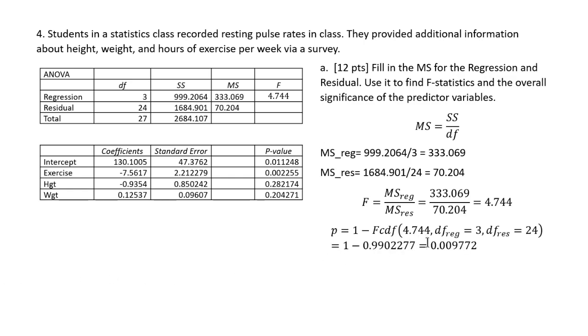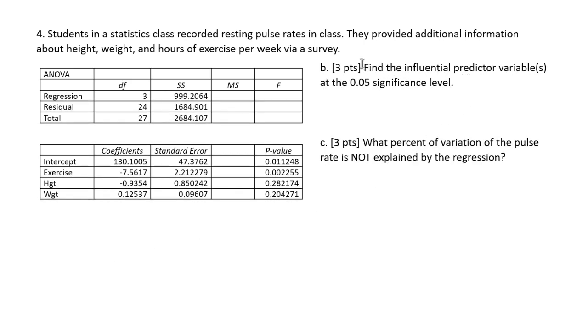Okay, so that's the value that we have. Now let's move on to B. Find the influential predictor variables at the 0.05 significance level. Well, even though the overall linear regression came out as significant, some of the variables might not be that useful.